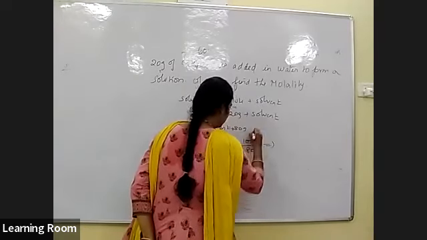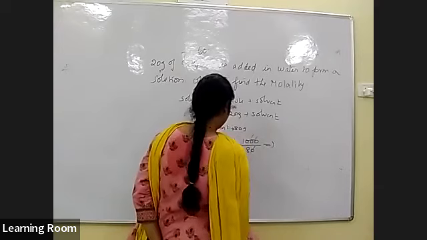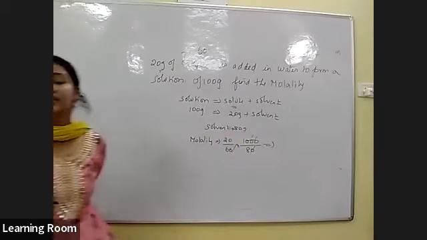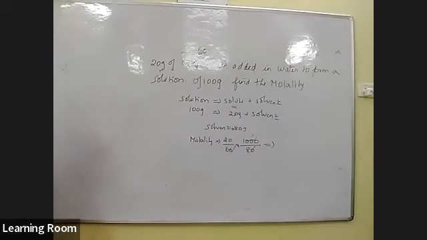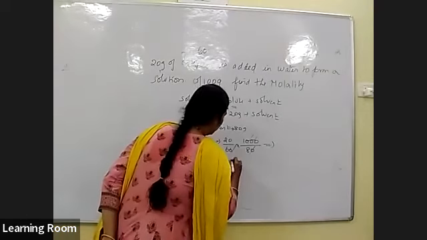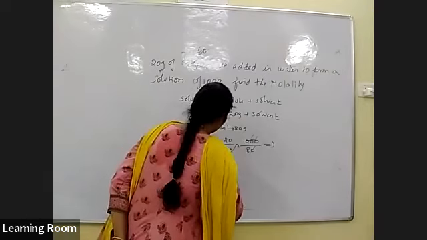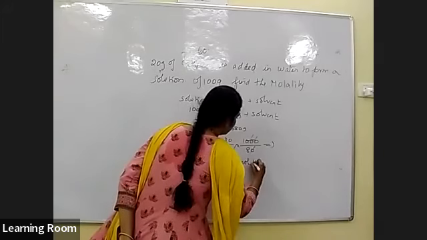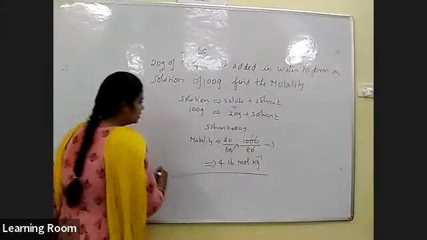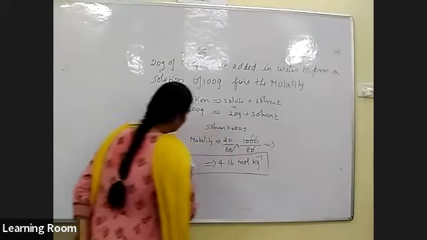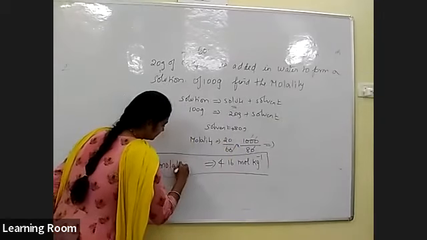Cancel, cancel, cancel, cancel. So 4 point. Correct. 4.16 moles per kilogram. So this is your answer for molarity.